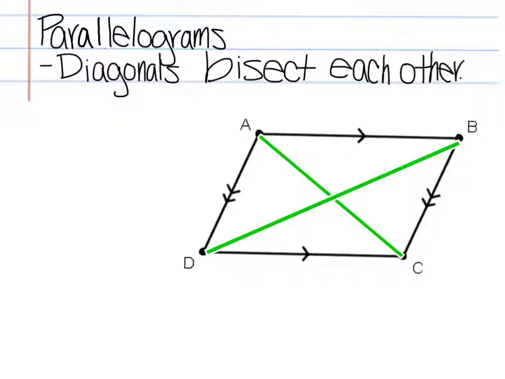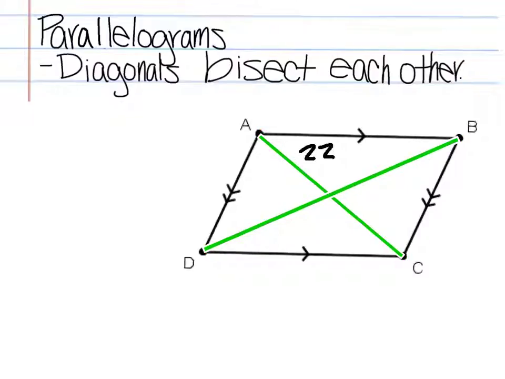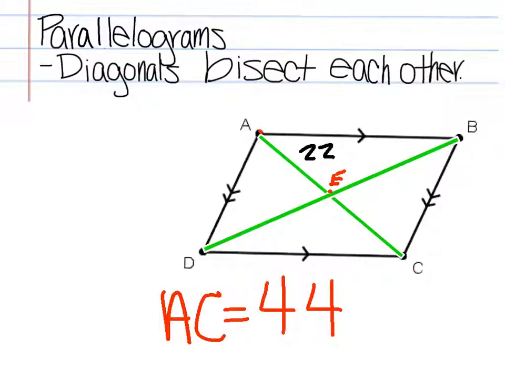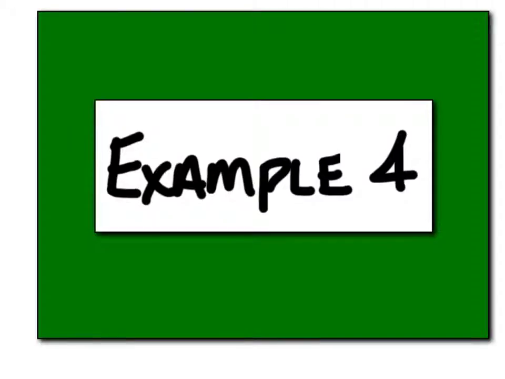Example problem number 3. Parallelograms. Their diagonals bisect each other. What does bisect mean? Cut in half. Right. So our diagonal from A to C is going to cut DB in half. That means if A to the center, we'll just call that E. If from A to E, this is 22, what's the length of AC? 44. 44, that's right. 22 will be half of that, so AC is going to be 44. Okay?